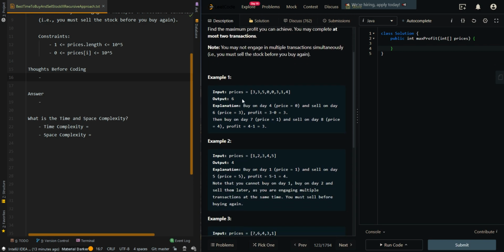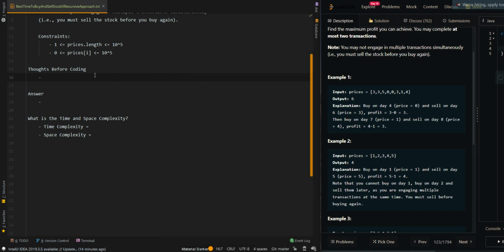In our first example, we're given this array of stock prices, and the maximum profit we can get is 6 with a maximum of 2 transactions. We buy on the 4th day, 0, 1, 2, so the 4th day is here, and then we sell on the 6th day, so we get a profit of 3. Then we buy on the 7th day and sell on the 8th day to get 4 minus 1 is 3, so we get another profit of 3. 3 plus 3 gives us 6.